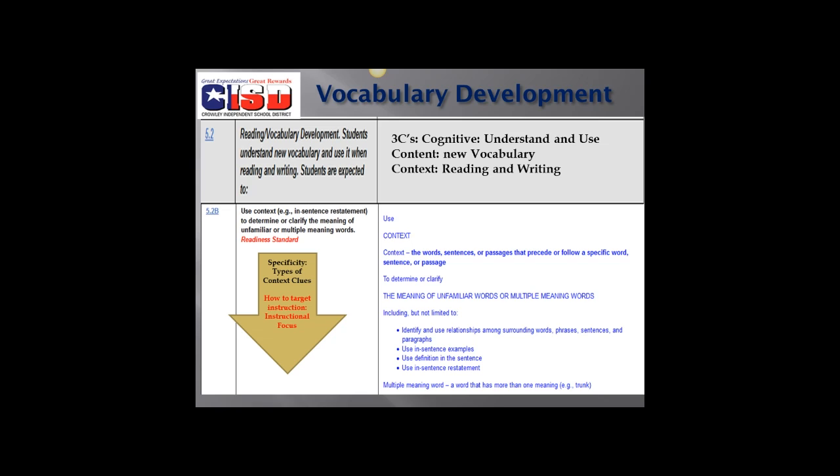This is how we target our instruction. These are the types of context clues. Now this is including but not limited to the types of context clues that we're to teach. Identify and use relationships among surrounding words, phrases, and sentences. Use in-sentence examples, so examples being a type of context clue. Use definition in the sentence, so definition is a type of context clue. And use in-sentence restatement, where restatement is a type of context clue.